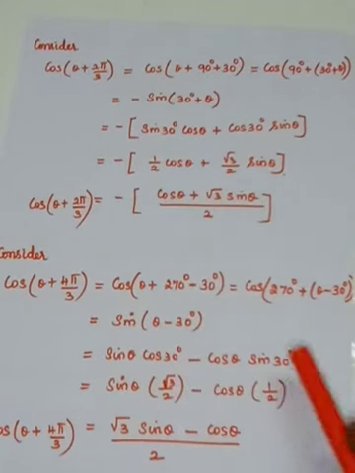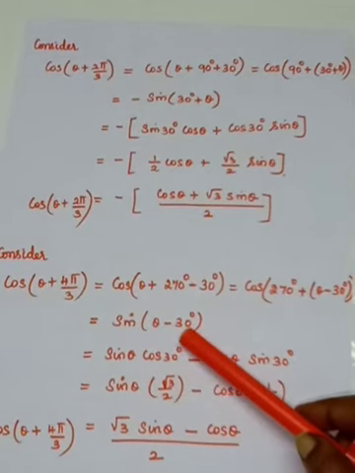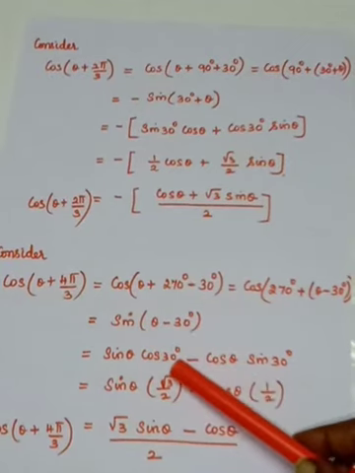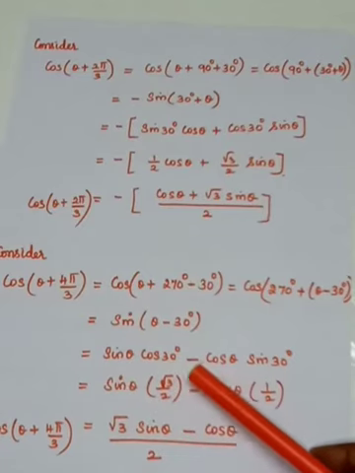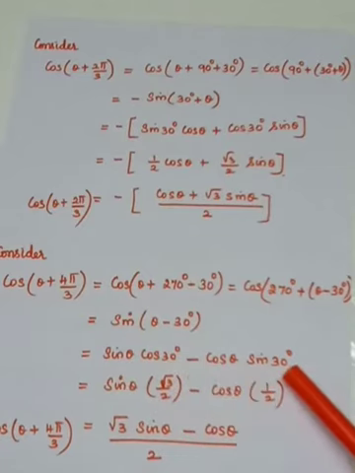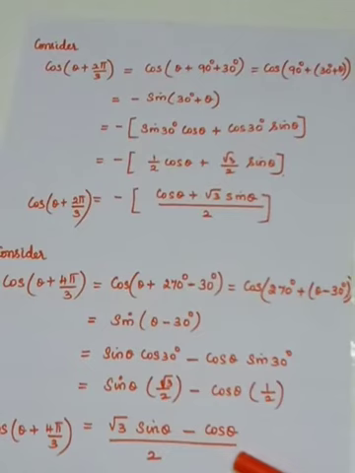So now it is in the form of sine of alpha minus beta. In the place of alpha you have to substitute theta. In the place of beta you have to substitute 30 degree. So it is sine theta cos 30 degree minus cos theta sin 30 degree, and the values have to be substituted. If you take LCM, you will get this answer.